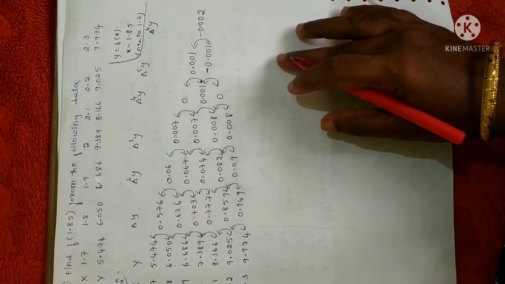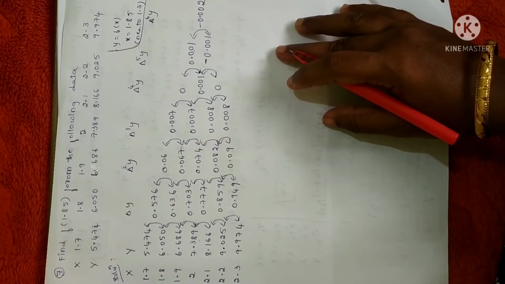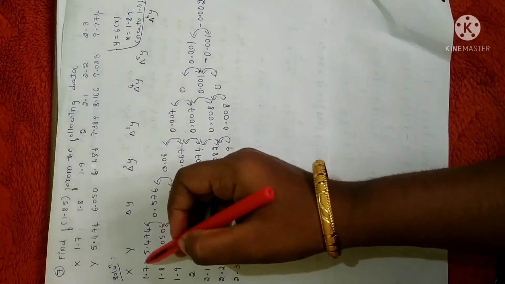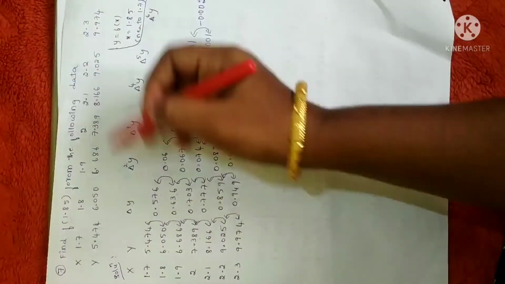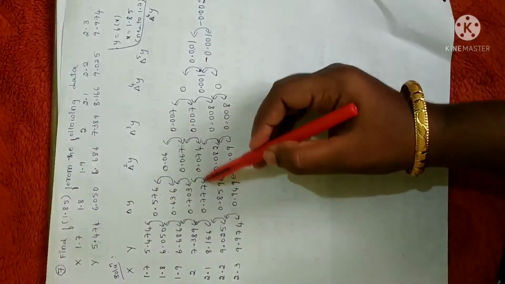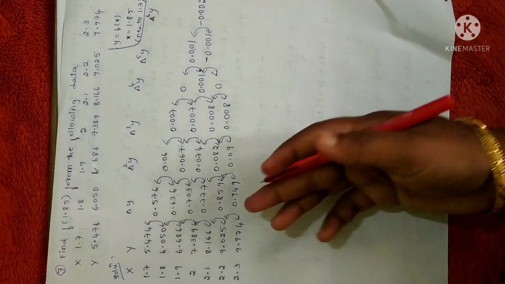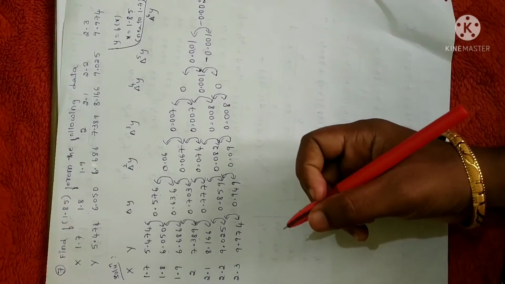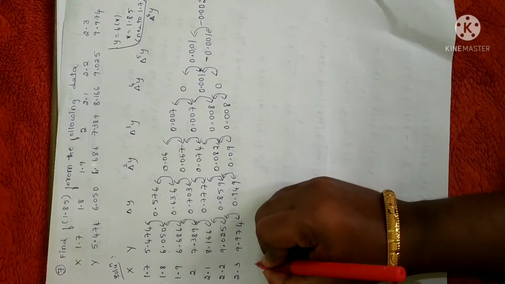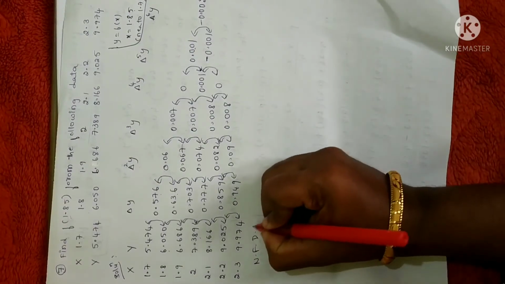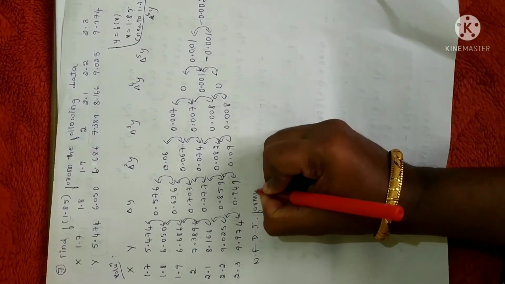Minus 0.002. Hope it is visible, right? These are the x values which are given in the problem. List out the x values and y values, and these other values you have to calculate. Once you are done with the forward difference table, we have to use the Newton forward difference interpolation formula. How many terms do you need to write?